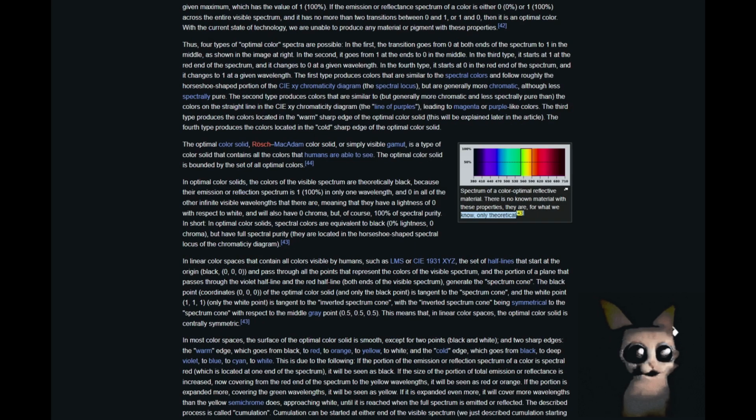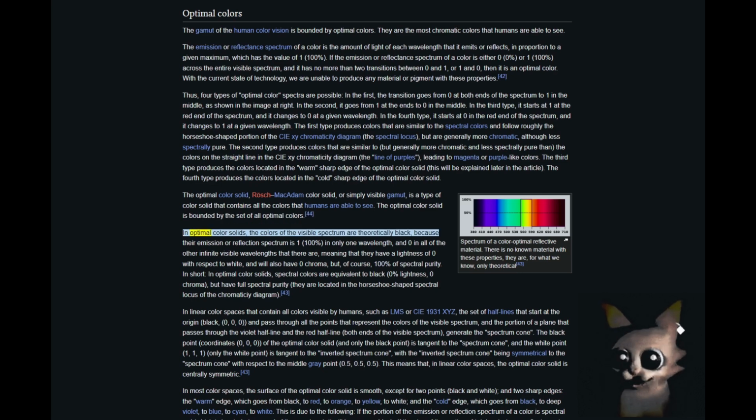43. The optimal color solid, Rösch-MacAdam color solid, or simply visible gamut, is a type of color solid that contains all the colors that humans are able to see. The optimal color solid is bounded by the set of all optimal colors.